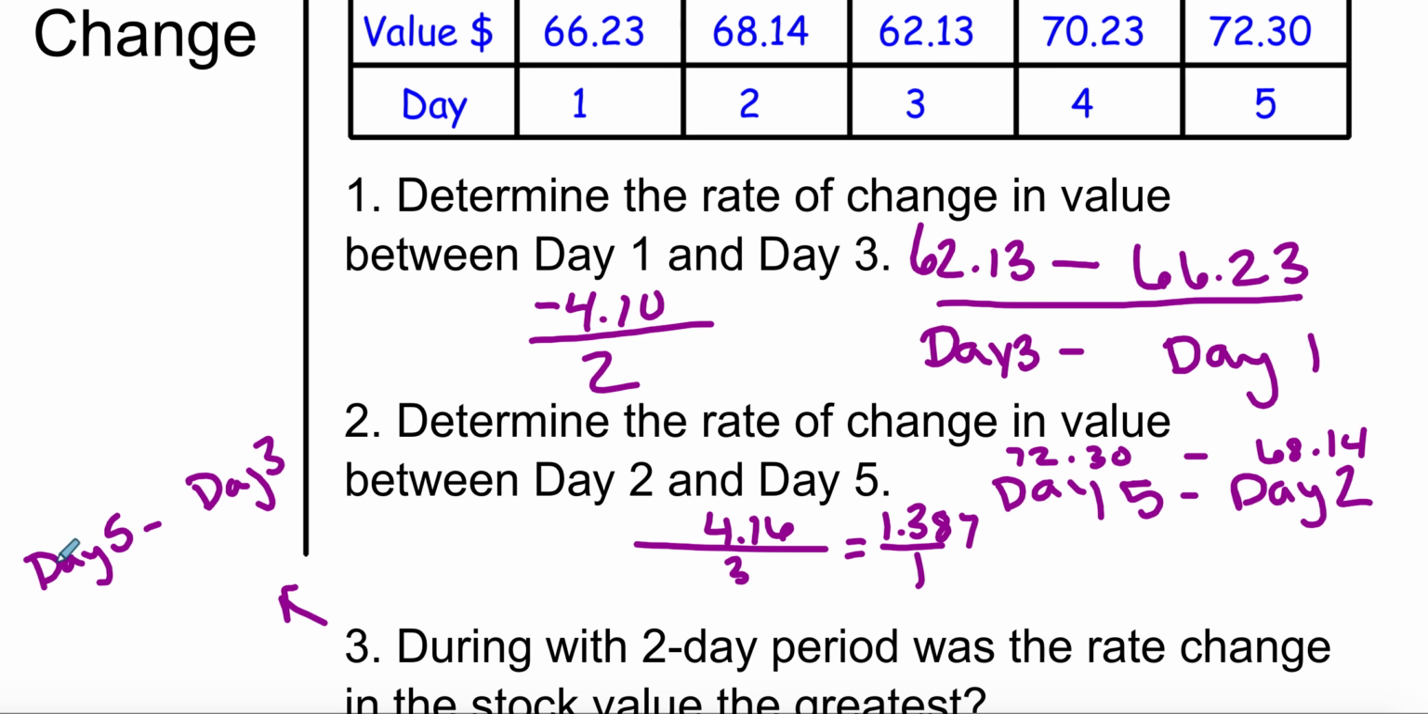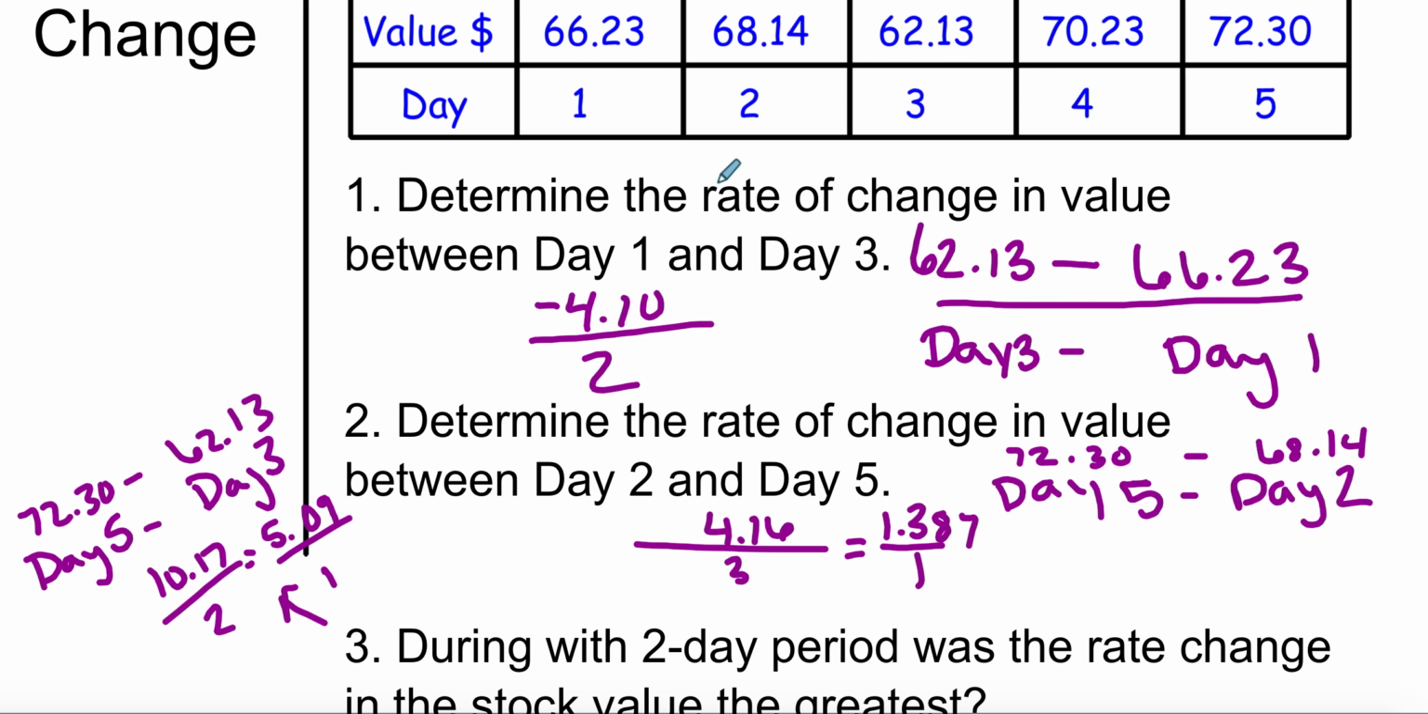And day 5 had the $72.30, and the day 3 had the $62.13. And if I would subtract both of those, we would get 2 on the bottom for the number of days and get $10.17 up on top. And again, I could work at finding a unit rate for that if I wanted to. Be $5, roughly 9 cents in one day. But that was the greatest 2-day spread.